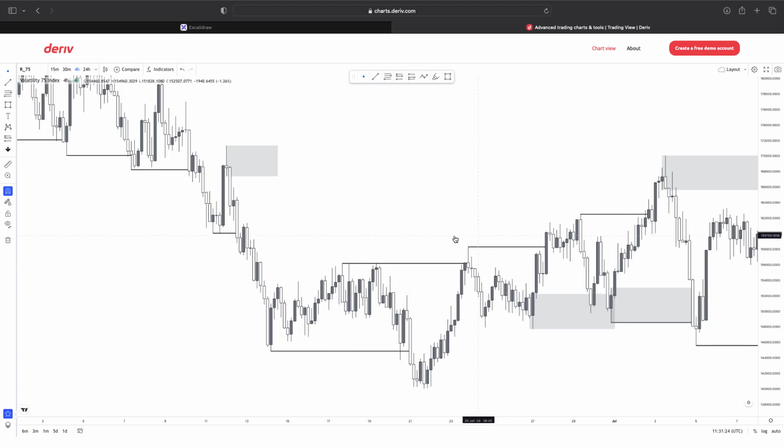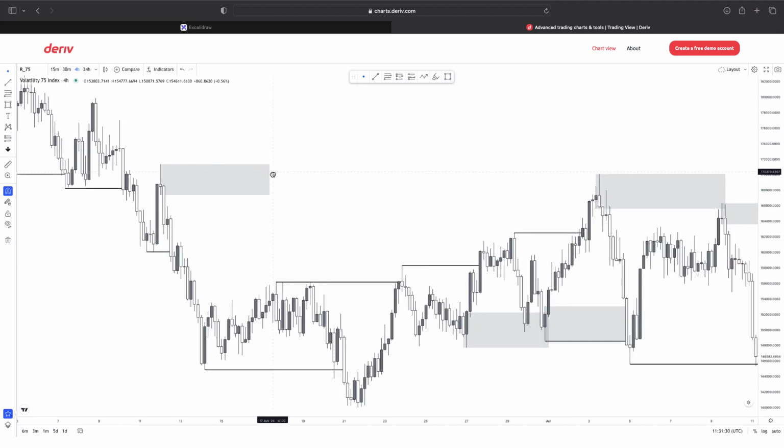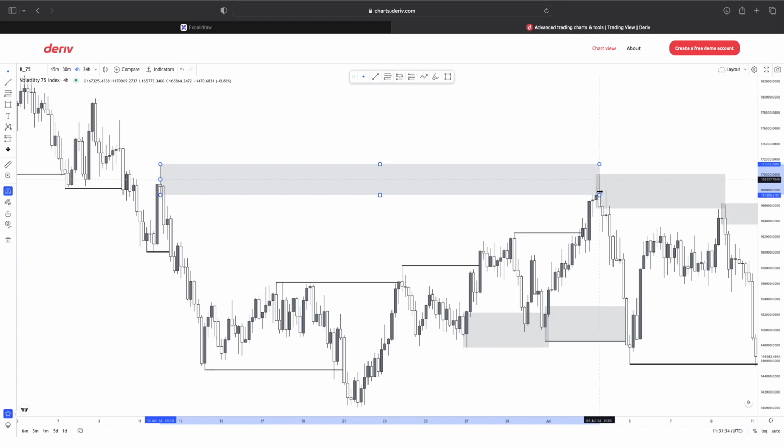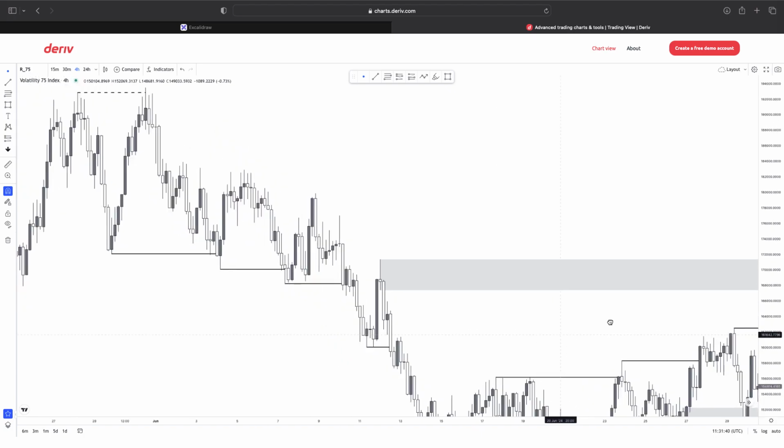When price creates that trend change, the unmitigated areas of supply or demand become reaction points, because as you can see on this one here, if we can stretch it out, at a later stage it acted as a reaction point. Now you can look at another one.